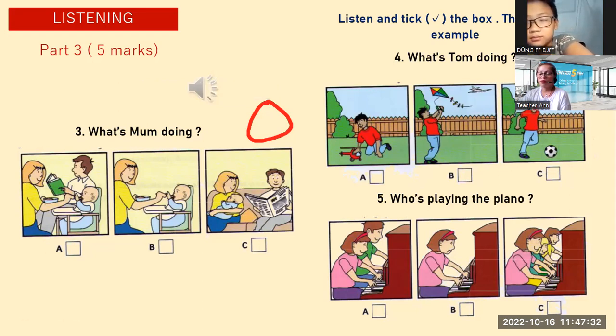Three. What's Mum doing? Where's Mum? She's in the kitchen. She's giving the baby her breakfast. And is Dad there? No, he's reading a book in the living room. Four. What's Tom doing? I can see an aeroplane. Look. Yes, Tom's watching it. Is he flying his kite? No, he's playing football today. Five. Who's playing the piano? It's Sue. She loves the piano. Is Blen playing with her? No, she's playing with her sisters.